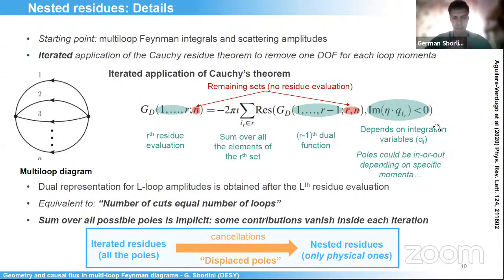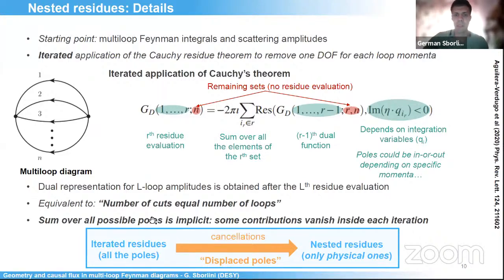The point is that this dual representation for an amplitude with L loops implies that we have to evaluate L iterated residues. So this agrees with the previous concept that says that the number of cuts that we have to do within the loop-tree duality formalism is equal to the number of loops. In this way, we open the amplitude into something that looks like a tree-level amplitude. And then we have to sum over all the poles.